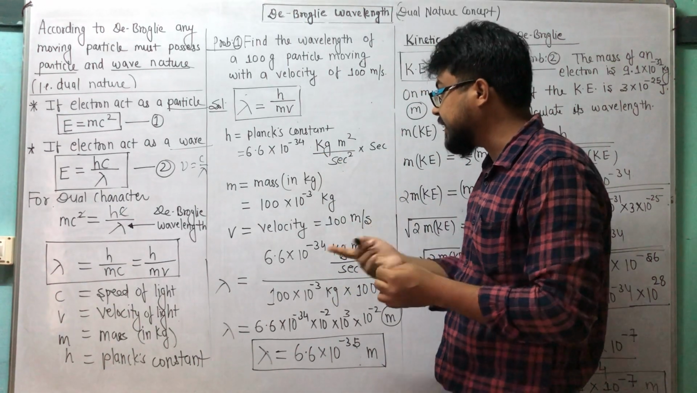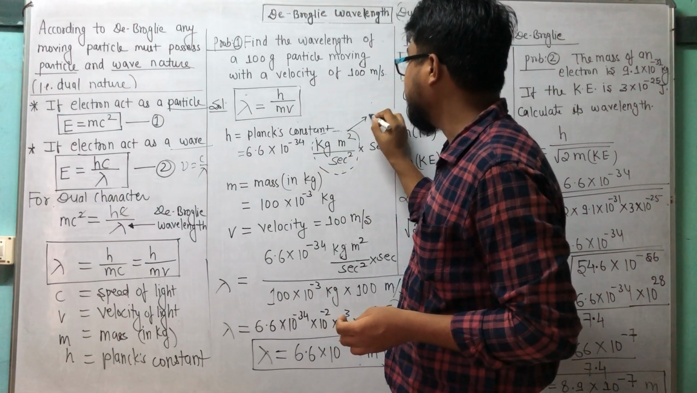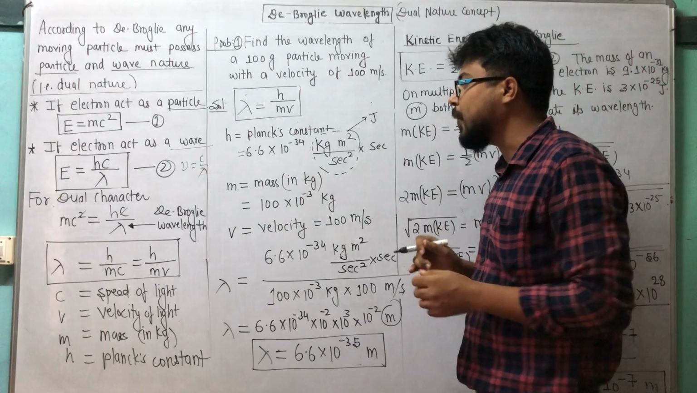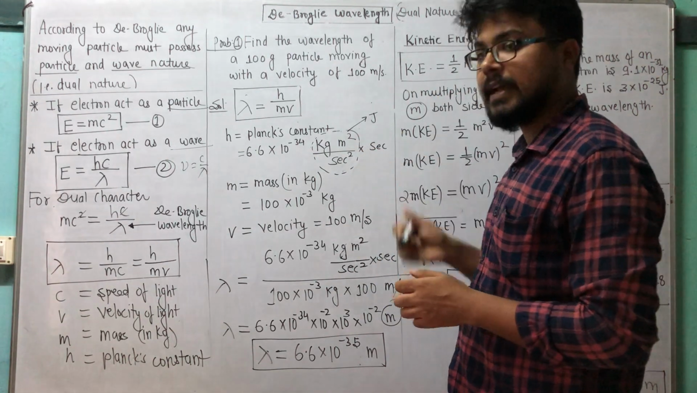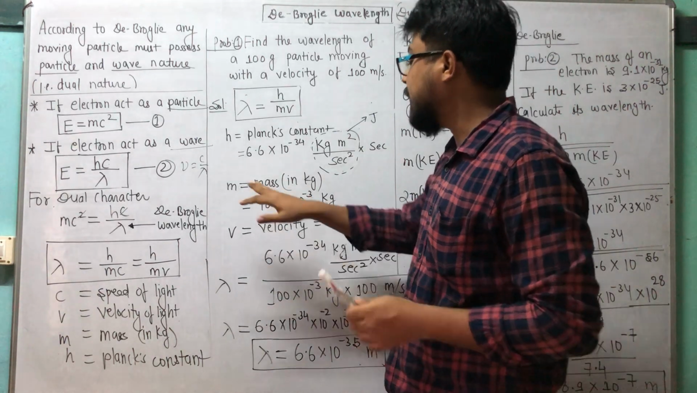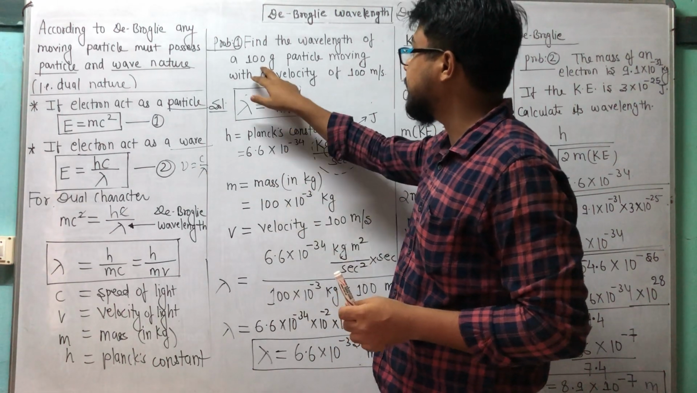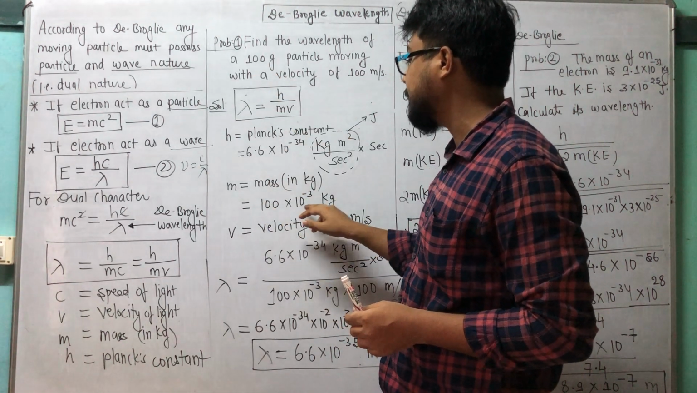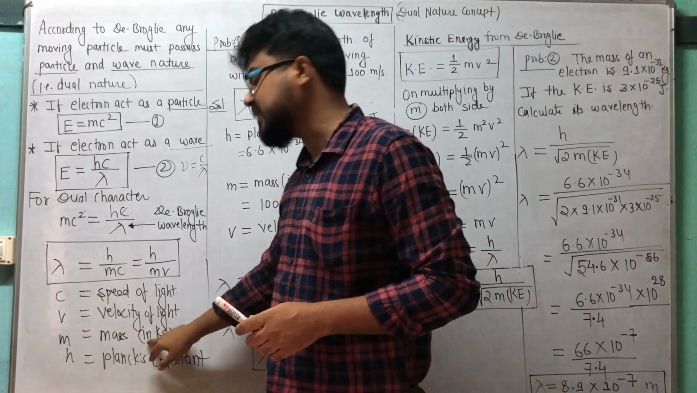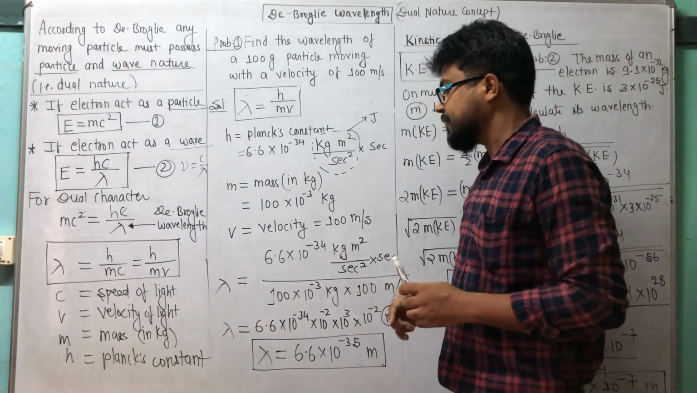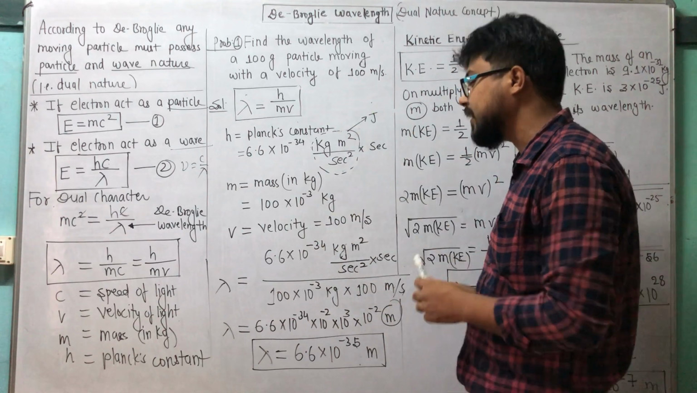h is 6.6 into 10 to the power minus 34 joule second. You are seeing that here there is no joule, so I can convert joule into kilogram meter square upon second square, and joule second is also equal to that, correct? Next, for mass I have to convert gram into kilogram, so I converted 100 gram into 100 into 10 to the power minus 3 kilogram, because mass must be in kilogram. And then velocity is 100 meter per second.